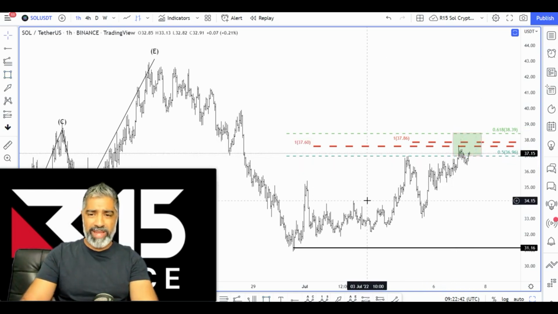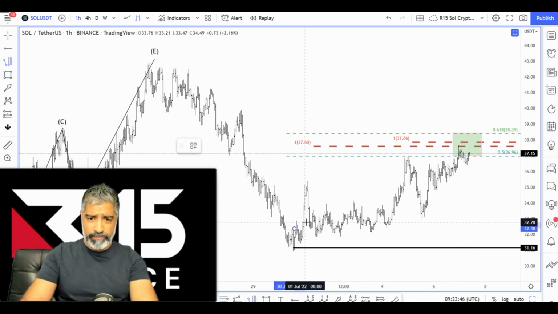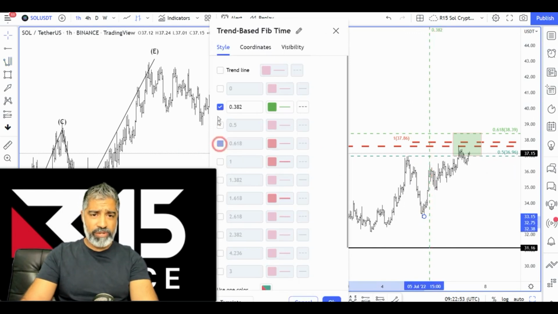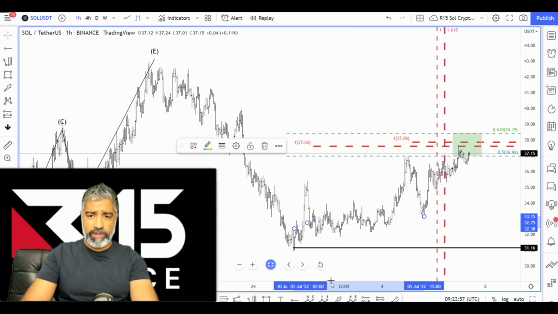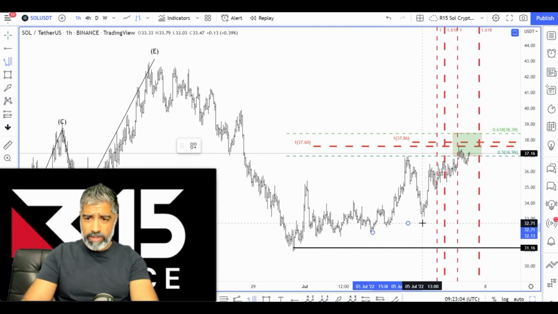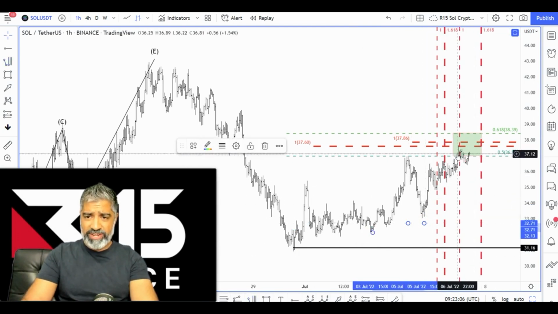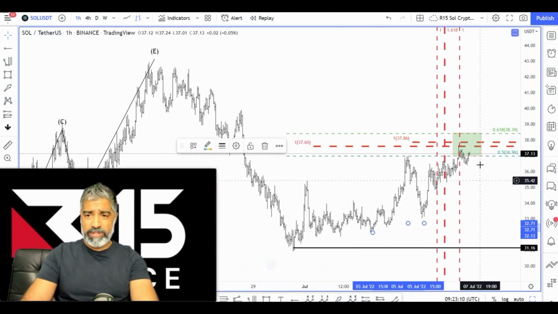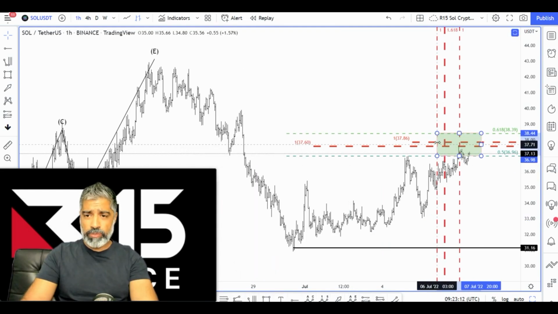Then we're going to look at some time. We're going to do some basic time. Basic is going to be the former swings. So I'm going to measure this swing over here, project it forward. And the main ratio that I'm looking for is 100% and 1.618. Right, and we'll do the same again for this swing over here. And we can see that 100% is really, really significant over here. So now we have this price and time zone to say, okay, we might be at a local top.